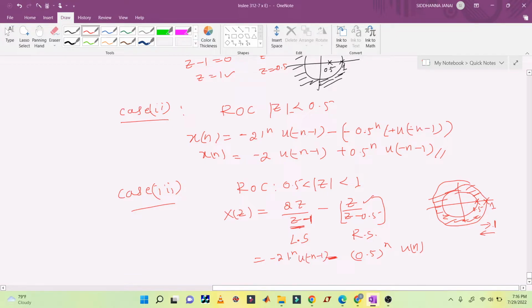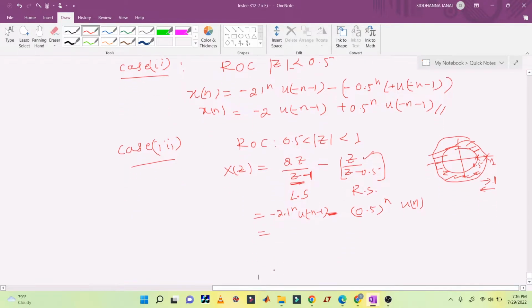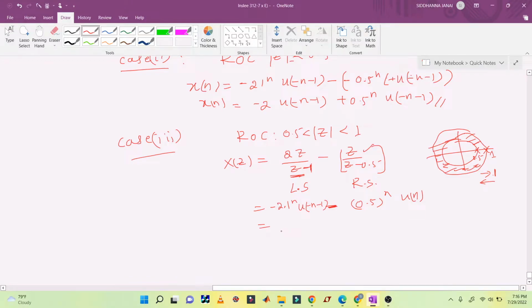So this is the sequence 2 into 1 to the power n. So what I can simply write, instead of writing minus 2 into 1 to the power n, is minus 2 u of minus n minus 1 minus 0.5 to the power n u of n.